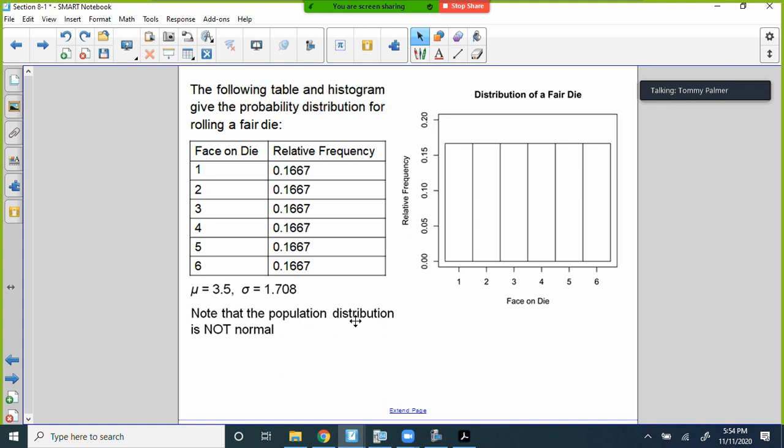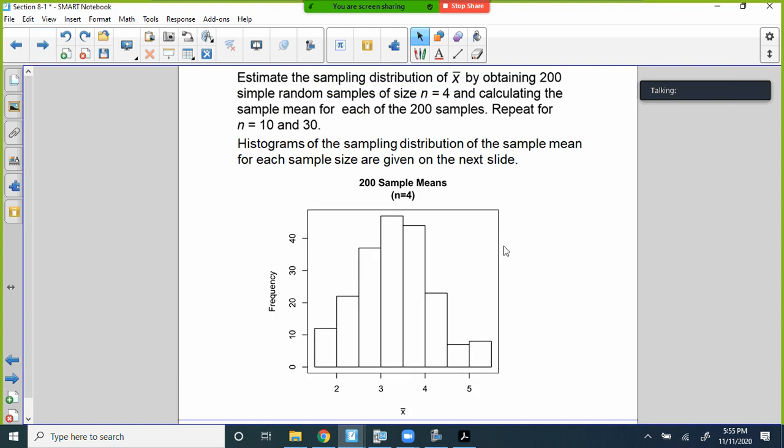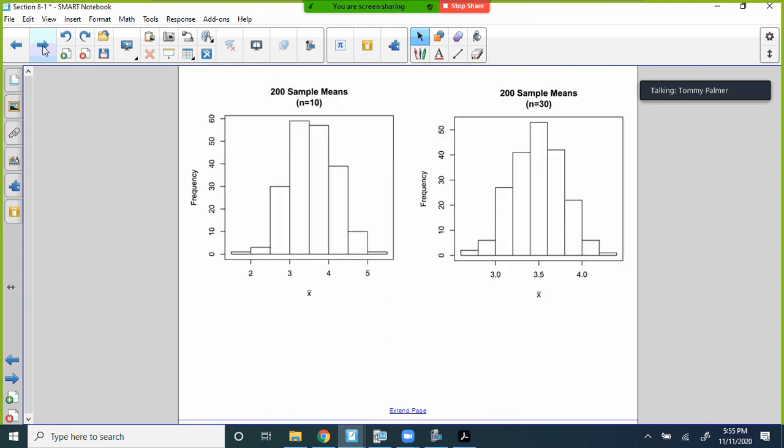This is not a normal population distribution. The reason why is it's got a uniform probability, meaning every particular outcome has the same probability of happening. So we couldn't do a sample means on that. So this one is an n of 4. The sample is 4, and this is 10, and then this is 30.